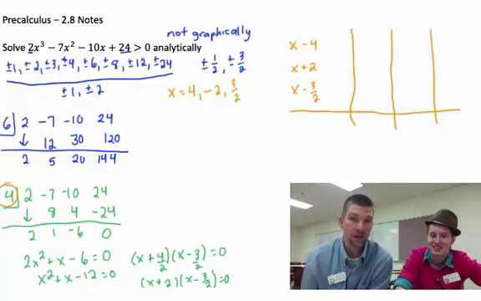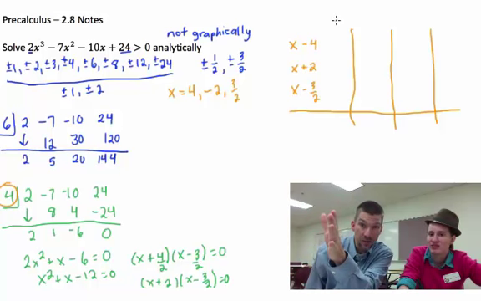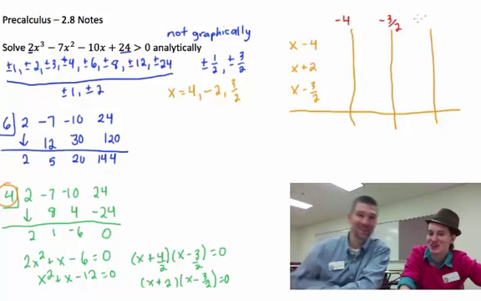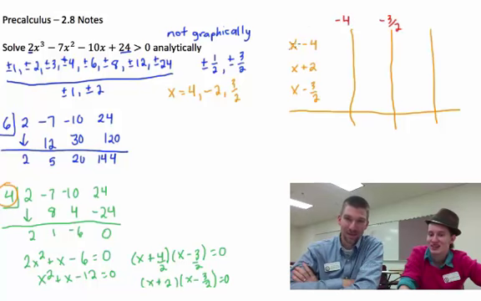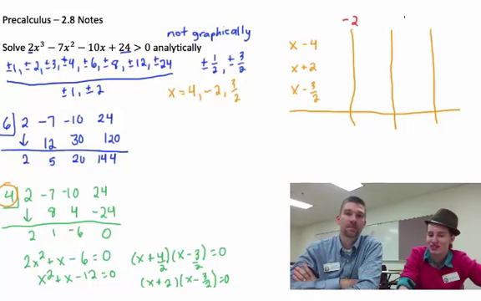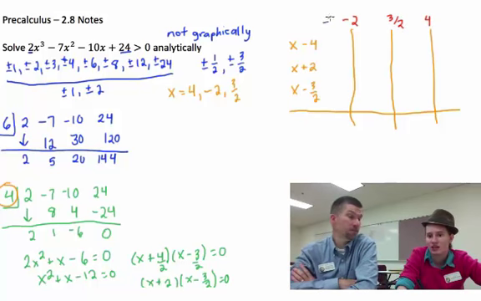So go ahead and list your zeros from most negative to most positive. Excellent idea. Negative 2, 3 halves, positive 4. Fabulous. Okay. So then let's pick numbers to plug in. Like negative 3.